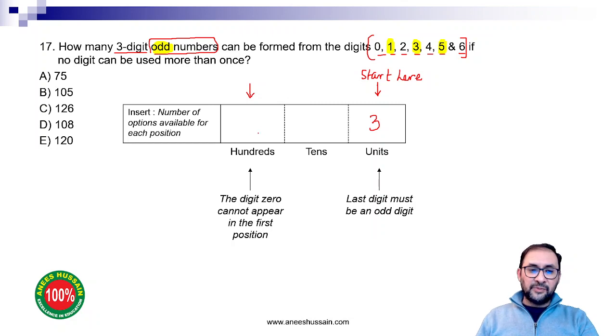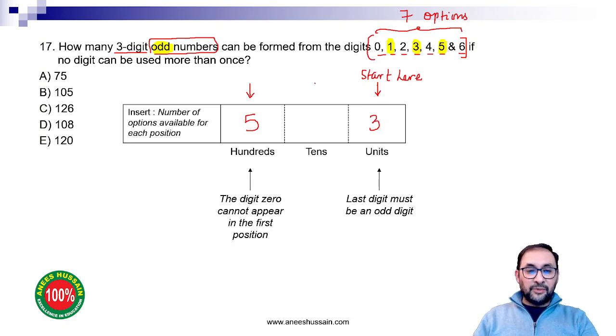Now I go to the first position. So for the hundreds position, we had a total of 7 options. From those 7 options, we've already used one option in the last position. Whatever option we used, we've used that. So one option is gone. That leaves you with 6. But in those 6 options, we still have 0. And remember, we're not allowed to use 0 in the first position. So that just leaves us with 5 options here.